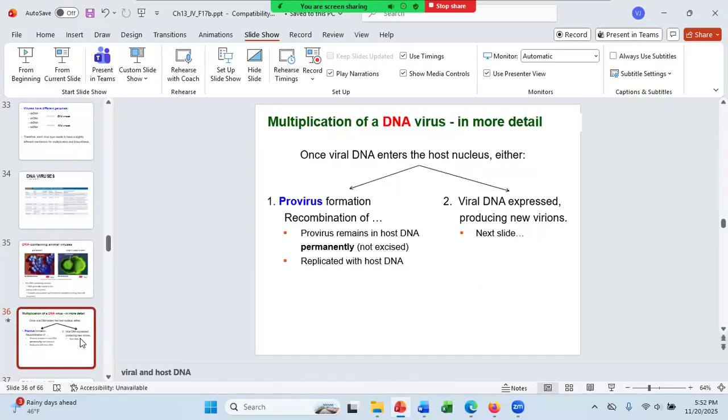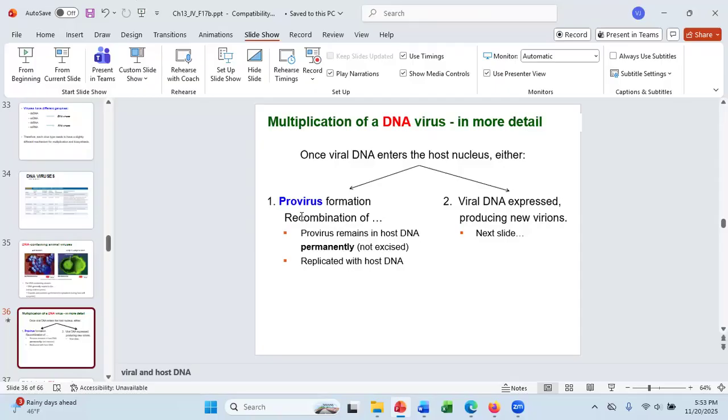Once a DNA virus enters a host cell, one of two things can happen. First, the viral DNA can actually integrate into the host cell's chromosome, forming what's called a provirus. We don't call it a prophage because a phage is a term that's used for bacteriophages. So we call it a provirus, an animal virus that is integrated into the host cell chromosome.